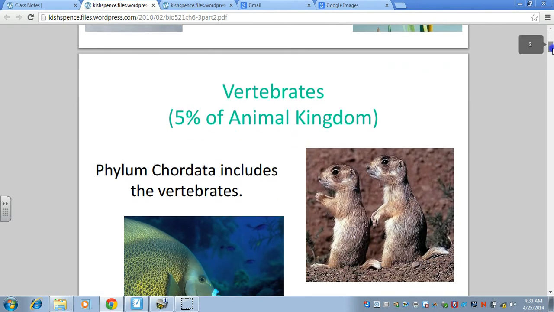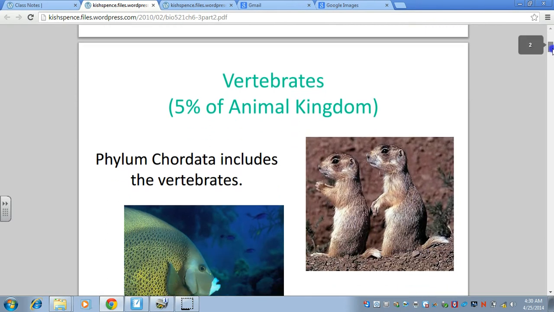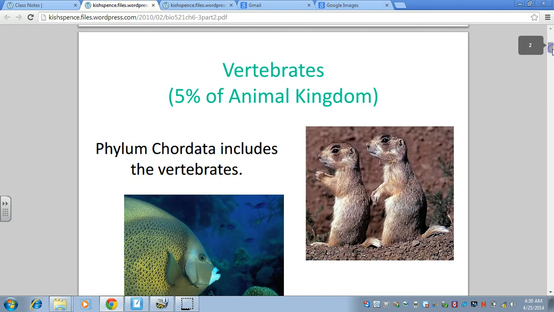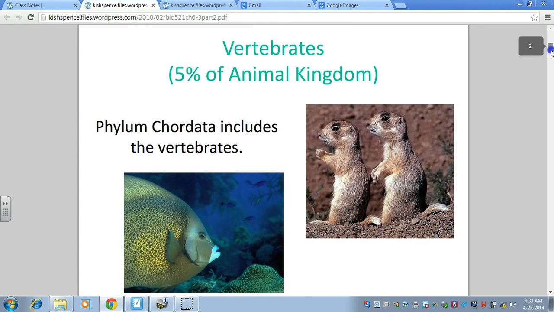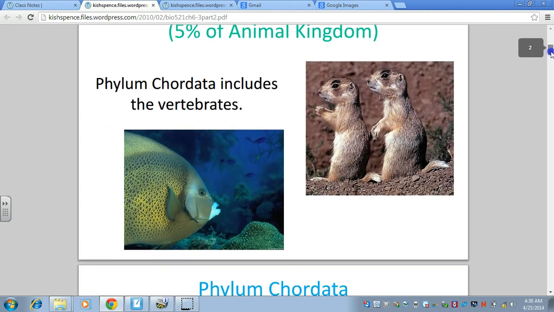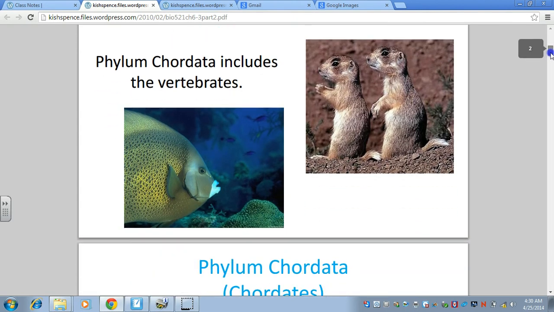Like we've said earlier, the vertebrates make up only about 5% of the animal kingdom, but yet they're the ones that we tend to think of when we're little and we're growing up and learning about animals. Included in phylum Chordata, the name of the phylum that we belong to, are other chordates or other vertebrates.